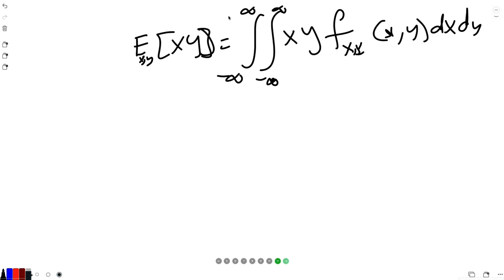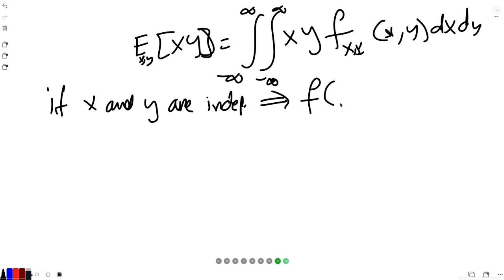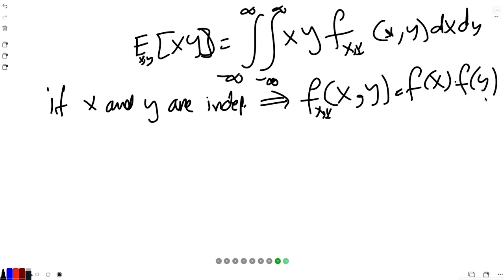Now, if X and Y are independent, then the joint density f_{X,Y}(x,y), the same as in the probability case, is equal to f_X(x) times f_Y(y). So this could be done in this way.